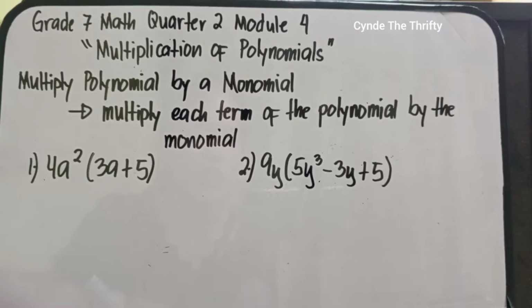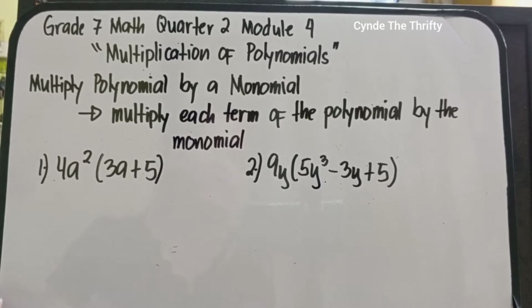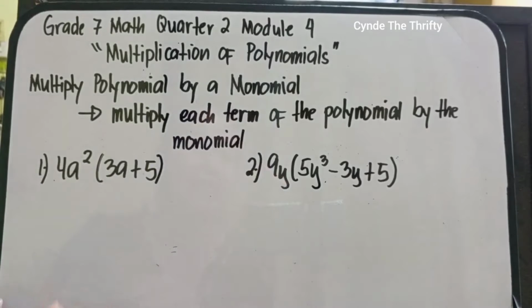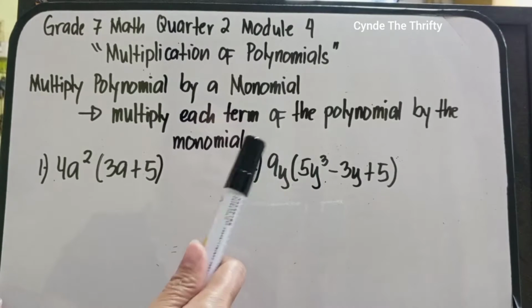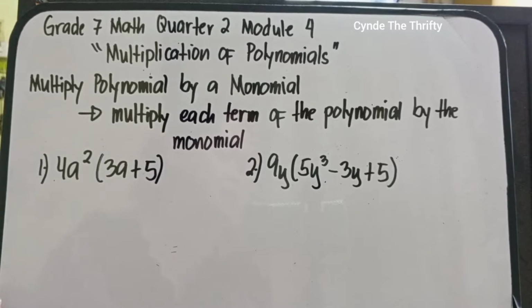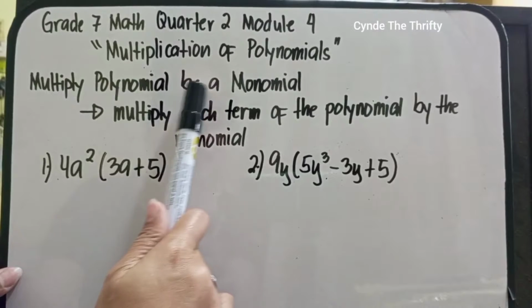Hi everyone! Continue tayo sa ating lesson about grade 7 math, quarter 2, module 4. So ang gagawin natin ngayon is multiplication of polynomials. Dahil tapos na tayo sa ating laws of exponent, ngayon magagamit na natin ito sa ating multiplication of polynomials. Ang uunahin natin is multiply polynomial by a monomial.